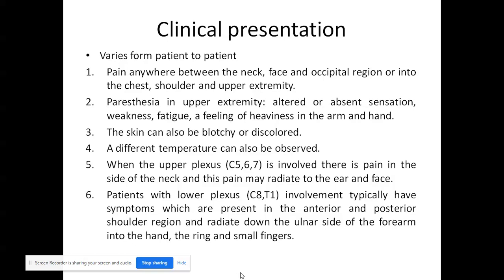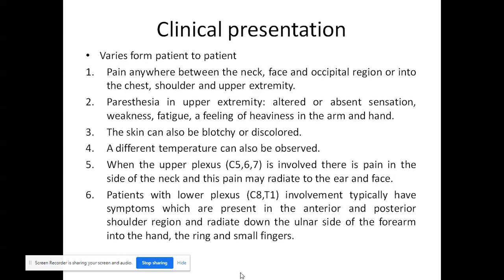Coming to the second point, paresthesia. Paresthesia is abnormal sensation. In the upper extremity, it is usually seen as altered or absent sensation, weakness, fatigue, and a feeling of heaviness in the arm or hand. The skin can also be blotchy or discolored, depending on arterial or venous compression. A different temperature can also be observed, again pointing towards the diagnosis of arterial or venous compression.